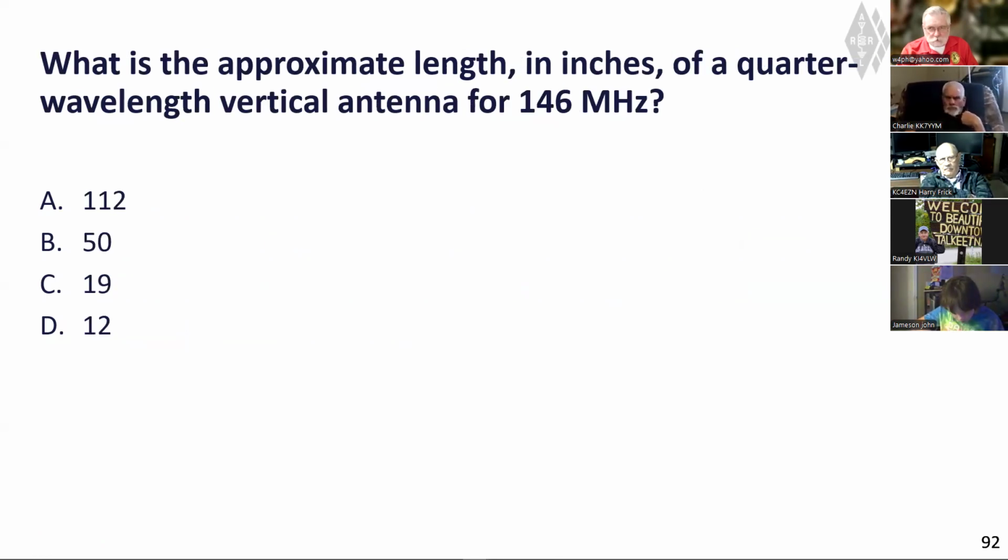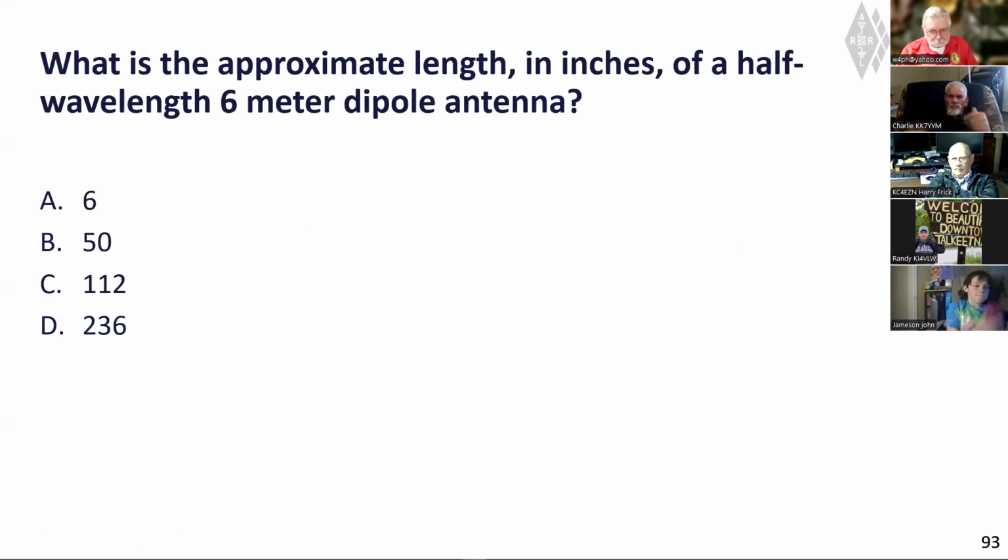What is the approximate length in inches of a quarter wave vertical antenna for 146 megahertz? That would be C, 19 inches. What is the approximate length in inches of a half wave length 6-meter dipole antenna? I believe that one is 112 inches.